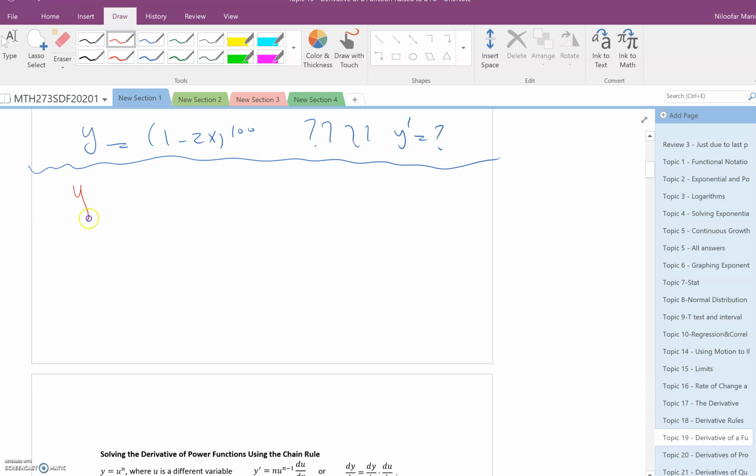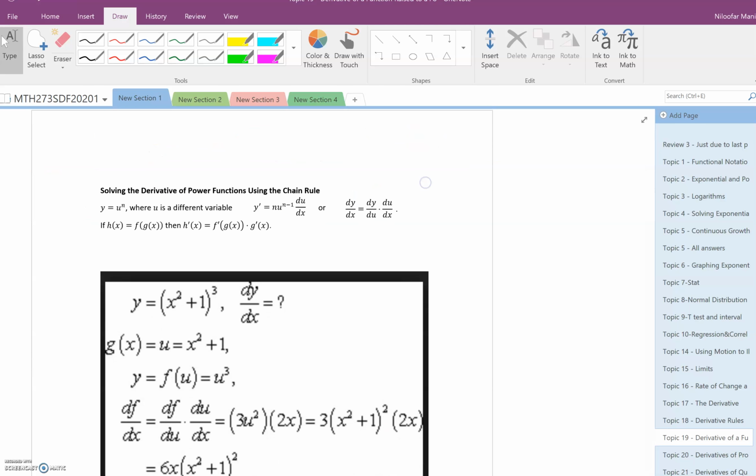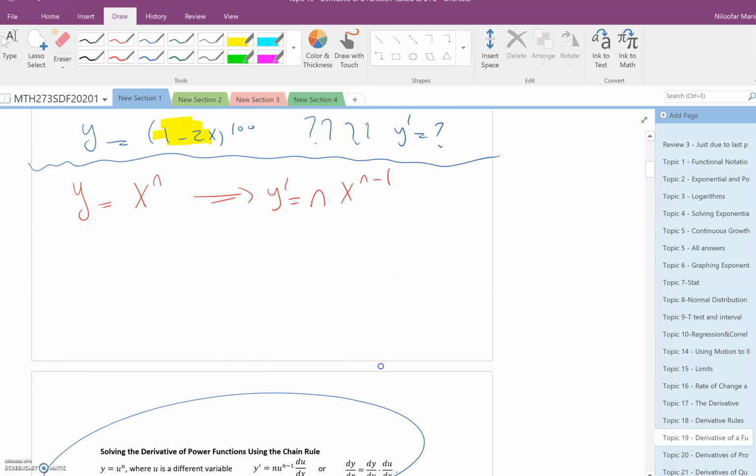So look at this. If I have y equals x to the n, what is y prime? It's n x to the n minus 1. But if instead of x I have another function, like here, this is not x, this is 1 minus 2x. You give x to the function and it gives you 1 minus 2x. So it's another function, so it's like f of g. Do you remember composite functions? If I want to go to the formula and teach you this way, it's hard. So I do it one by one.